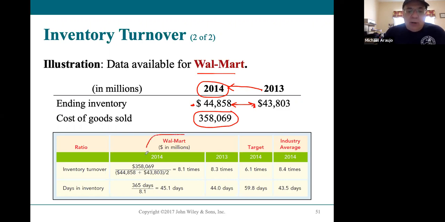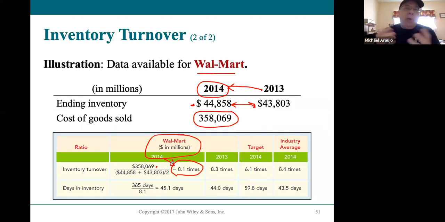So for Walmart, we're going to look at 2014 numbers here. This is the cost of goods sold. This is the average inventory. And so you see for Walmart, in 2018, they had an inventory turnover ratio of 8.1 times a year.